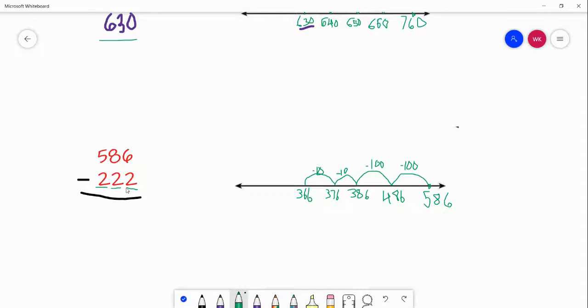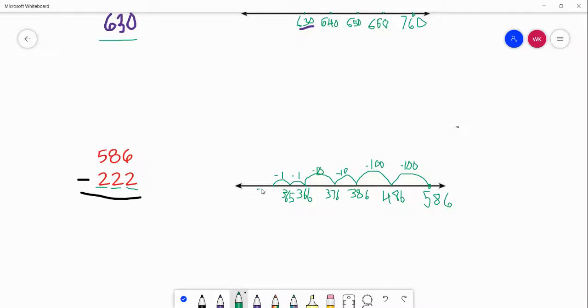Now we need to go to our ones place. We have 2 ones. So we are going to jump back 1, 1, and 2 ones. And I'm going to label those. We're jumping back by 1. So our first thing would be 366 minus 1 equals 365.